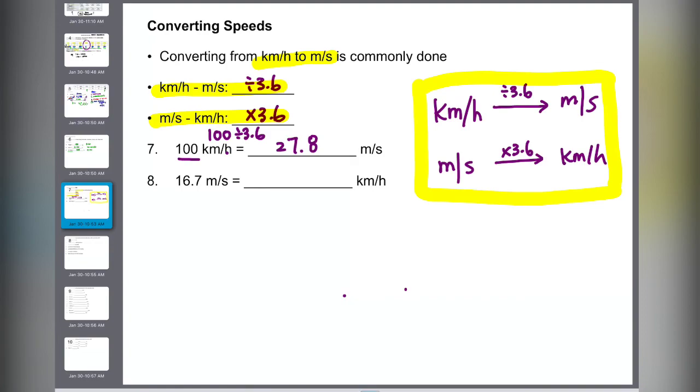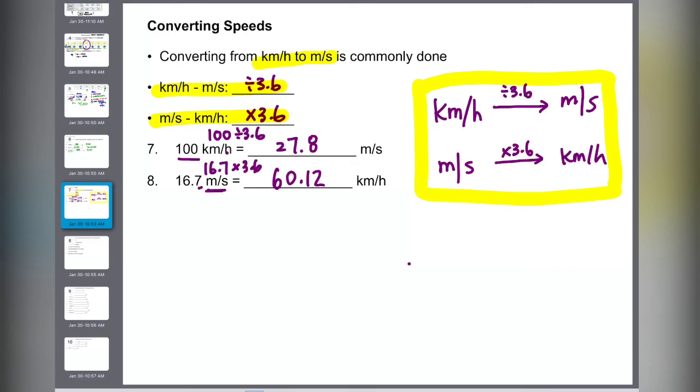Next, how about 16.7 meters per second into kilometers per hour? That means I'm using the bottom conversion, so this time I take the value, 16.7, and multiply it by 3.6. Take your calculator, 16.7 times 3.6. So 60.12 kilometers per hour.